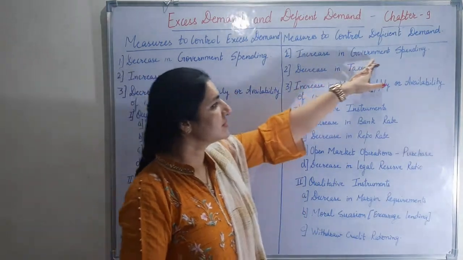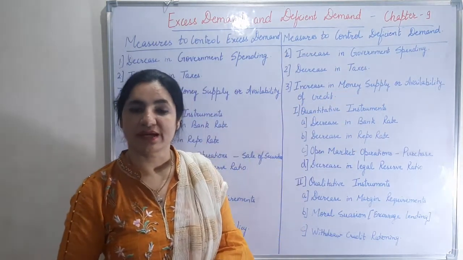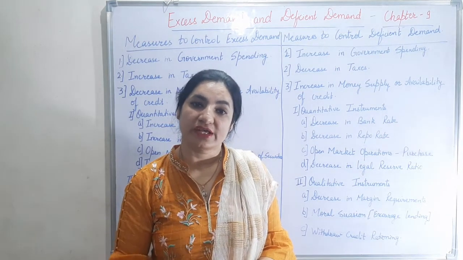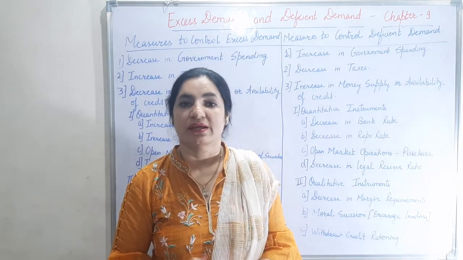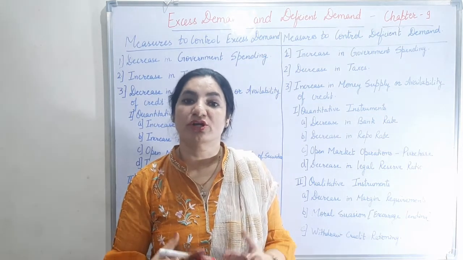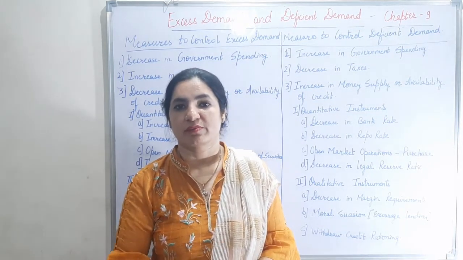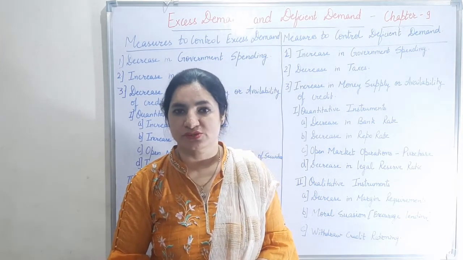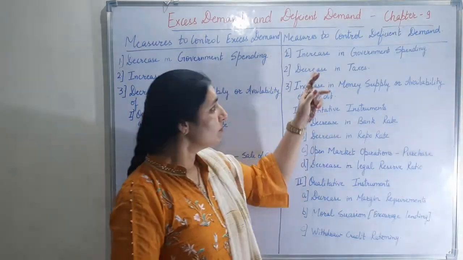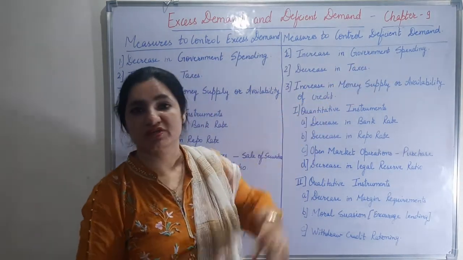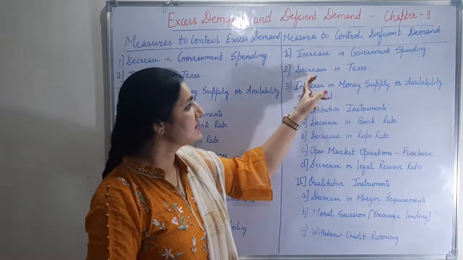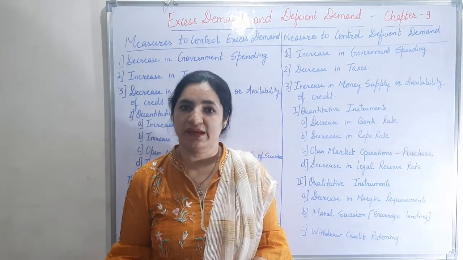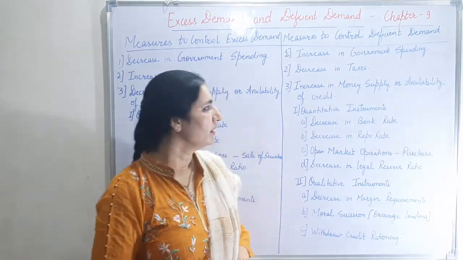So first is increasing government spending. If the government decides to invest more or create more assets in the economy, like roads and bridges, the employment opportunities will increase and there will be more money supply in the form of incomes because more employment is provided to the people. So by increasing government spending, the deficient demand can be controlled. Next is a decrease in taxes. If taxes are decreased, more disposable income will be in the hands of people and aggregate demand will increase.